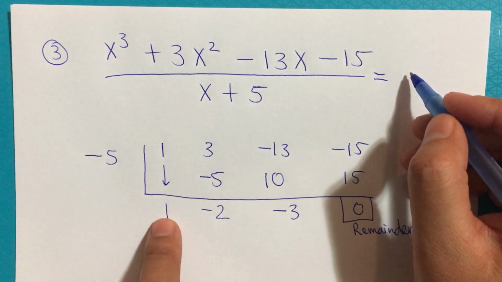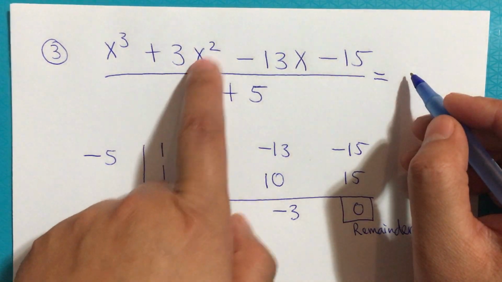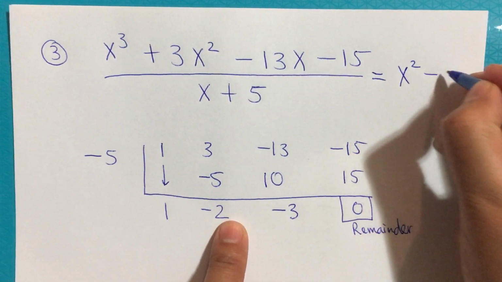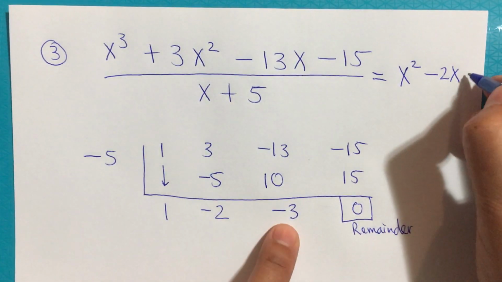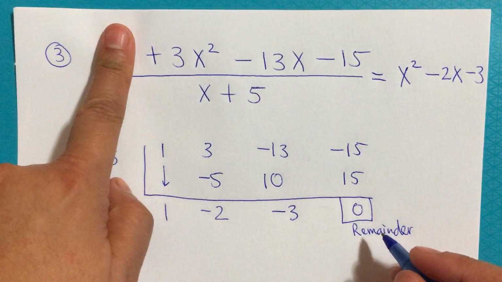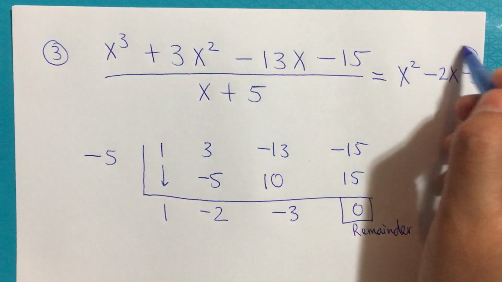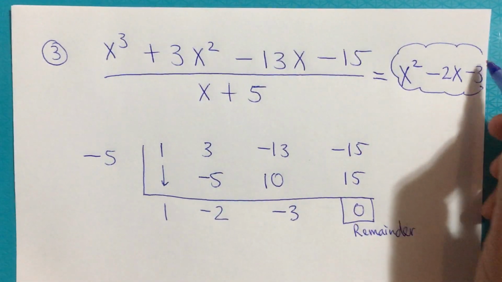And so this will be 1x squared. We don't need to put the 1. Negative 2x and negative 3. Remember that we don't include the one with the exponent in here. So this will be my answer.